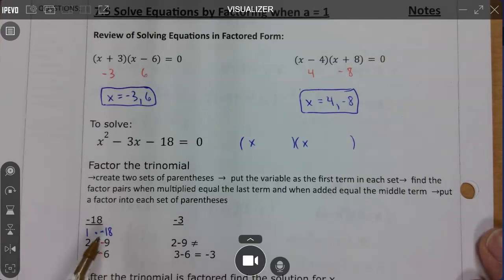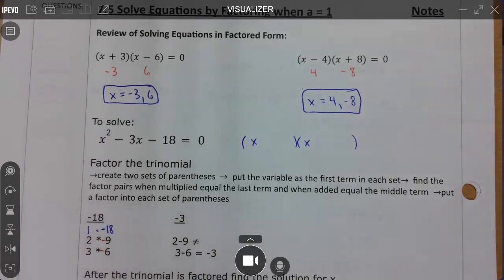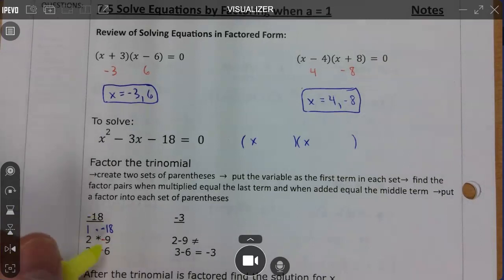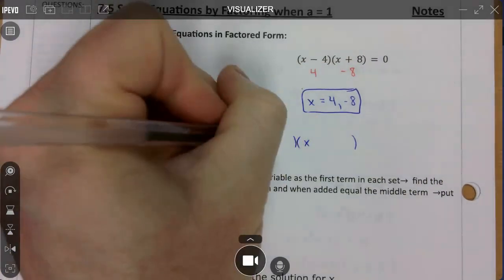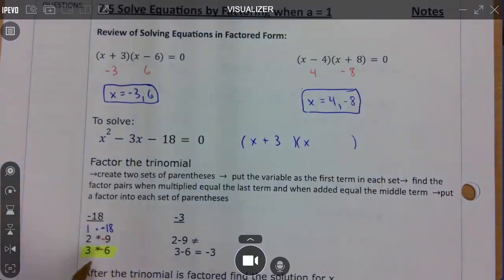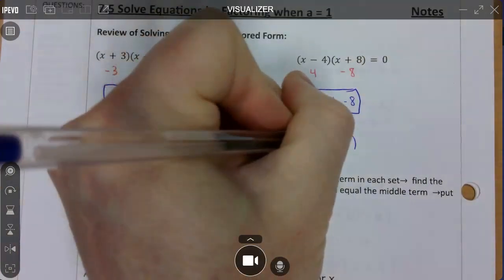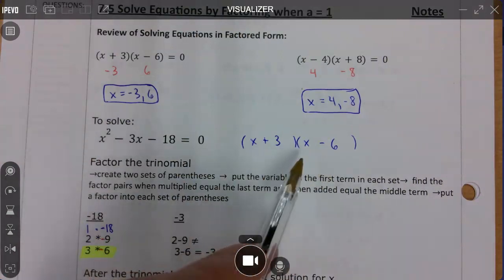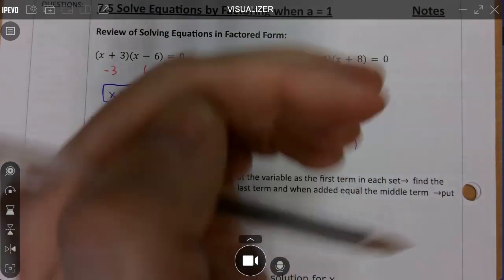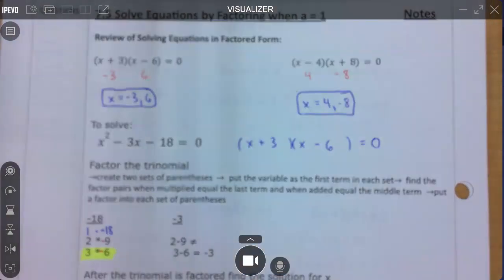So then between these three different sets of factors, all three sets of these multiply to make -18, but only one set down here actually adds to make -3. And so that's going to give us our answer when we do x plus 3, because the 3 is positive, and then x minus 6. That's negative. But I'm not done, because look at what was left. This whole thing is set equal to 0.